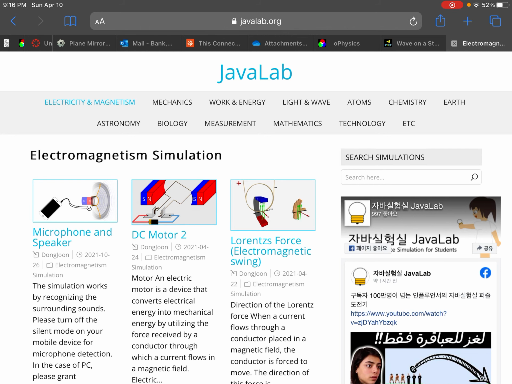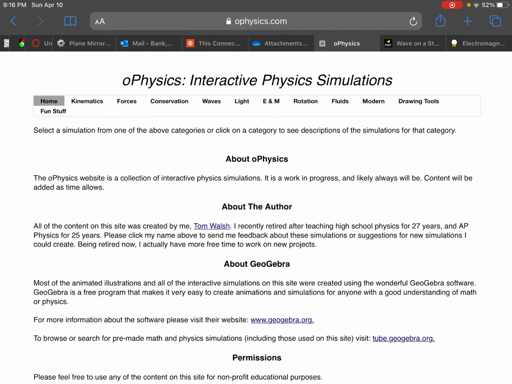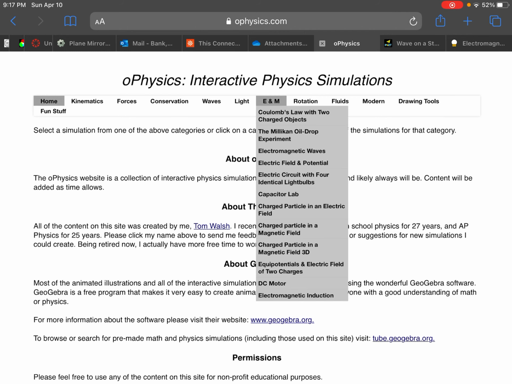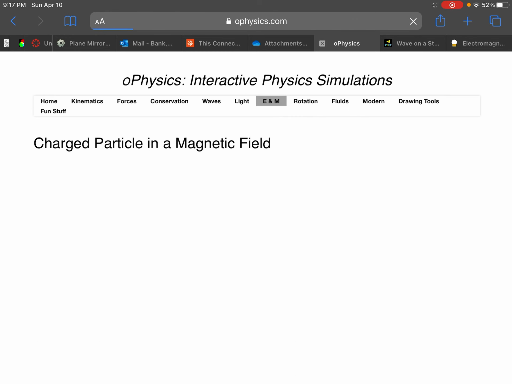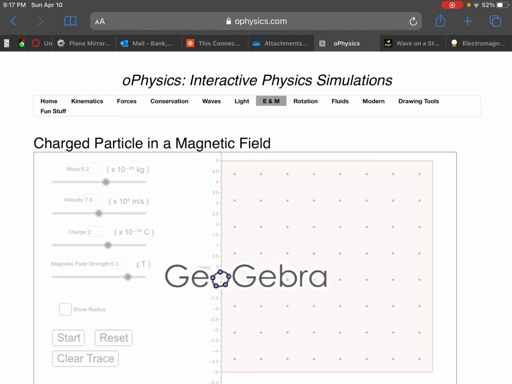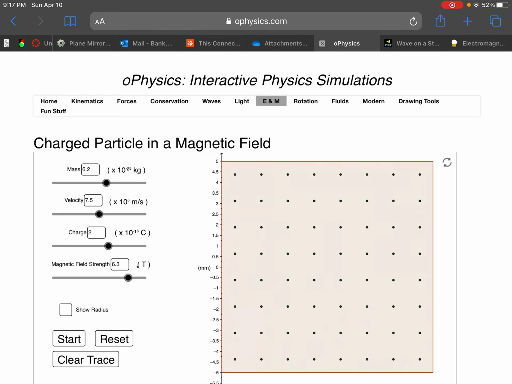So there is another website that I want you guys to navigate to. It's called ophysics.com, and this is the home for it. So like all websites, if you look at the tabs there, you can see E and M in the middle, and then if you look a little past halfway down, there's a charged particle in a magnetic field. So I'm going to select that, and it won't show us a million situations, but it does a great job giving us a visual and relating it to what it's used for in the real world.